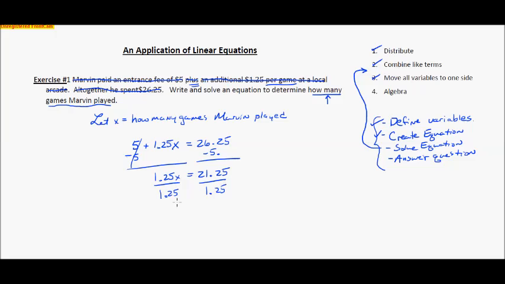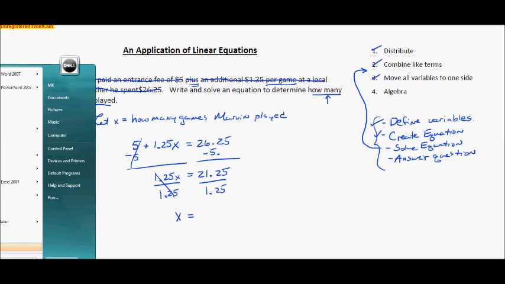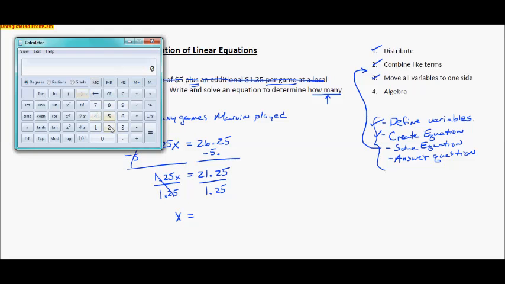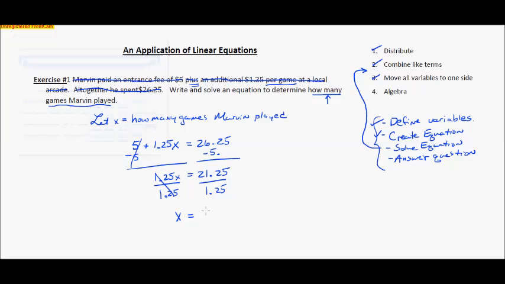To finish up here, divide by $1.25. Divide by $1.25, and they cancel over here. I get x. And if I'm going to divide those, let's bring up the calculator here, and I'll move that out of the way a little bit. So we'll go 21.25, and I'll divide by $1.25. Oh nice, comes out to be 17. So I've done my solve the equation step, and I want to answer the question. So just come back up here where you define the variables, and it says how many games did he play? Well, that equals 17. All I did was take this number and put it right up there. So I've done all 4 of my steps there.